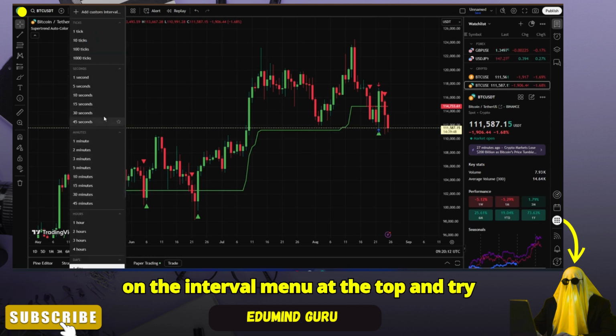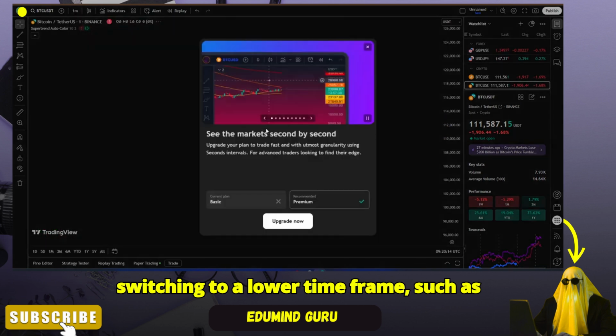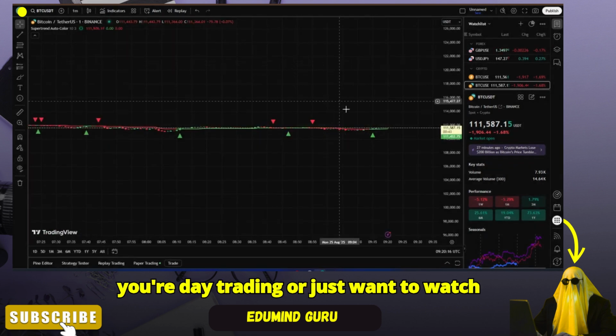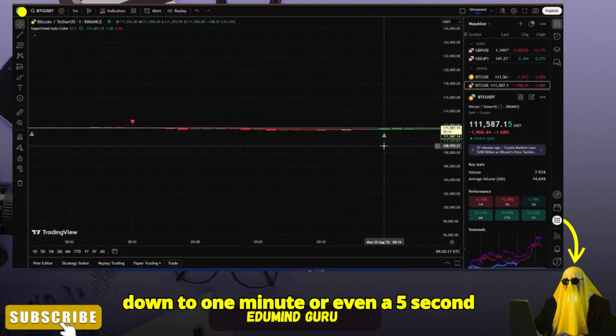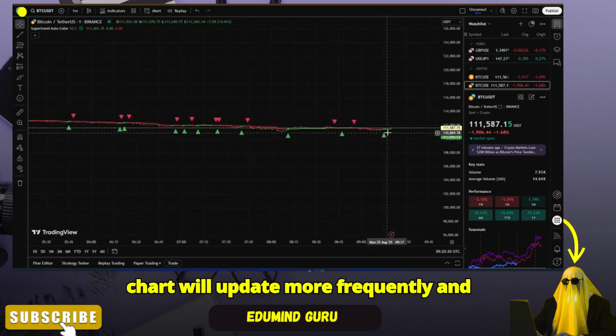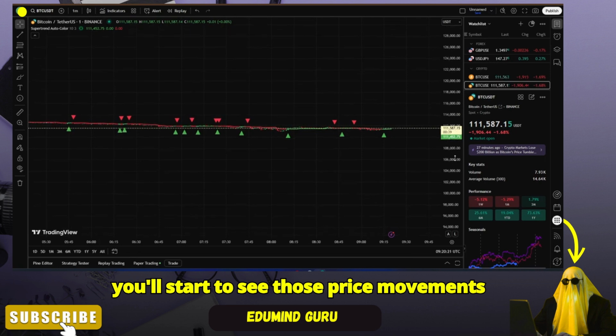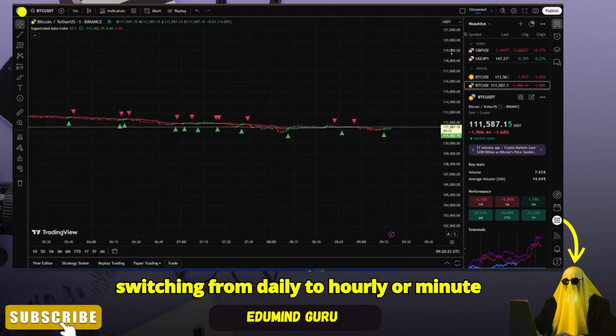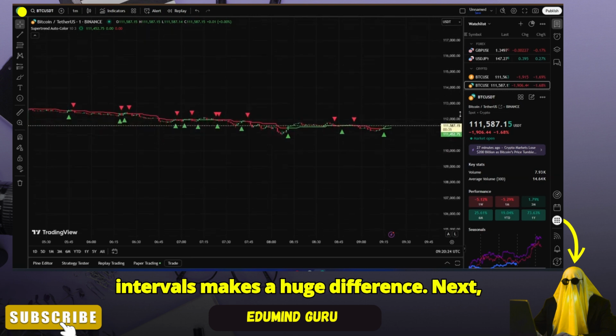So here's what to do. Click on the interval menu at the top and try switching to a lower time frame, such as seconds or minutes. For example, if you're day trading or just want to watch price movement as it happens, dropping down to a 1-minute or even a 5-second interval can make all the difference. The chart will update more frequently, and you'll start to see those price movements pop into view. Give it a try. Even just switching from daily to hourly or minute intervals makes a huge difference.